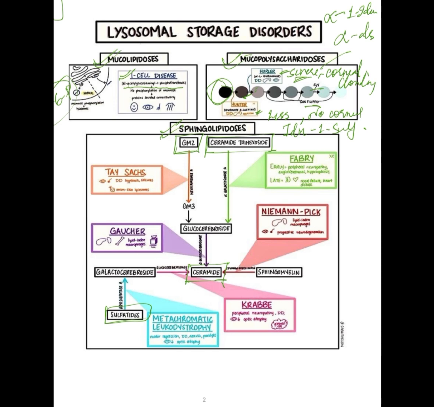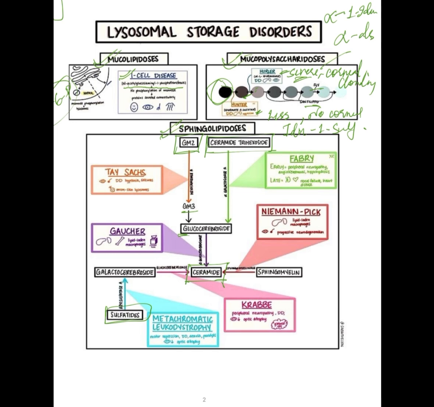So basically GM1 converts to GM3 and then converts to glucocerebroside, and then it is converted to ceramide, and sulfatides are converted to galactocerebroside and then to ceramide. Sphingomyelin directly converts to ceramide.